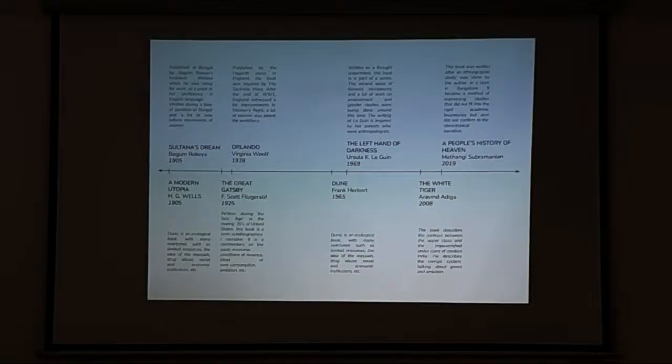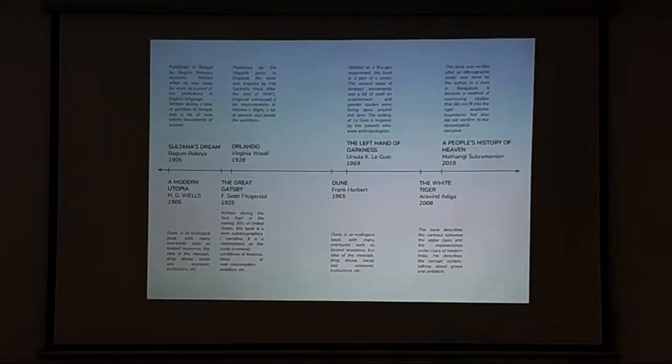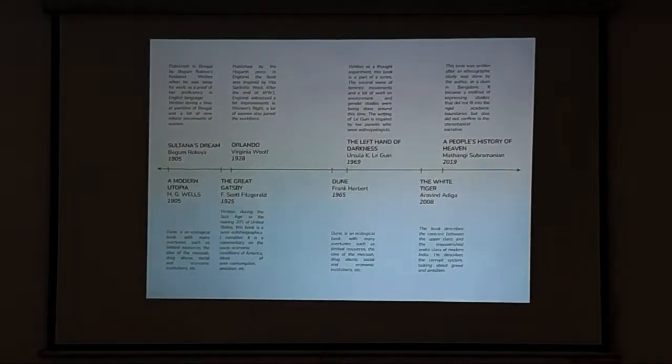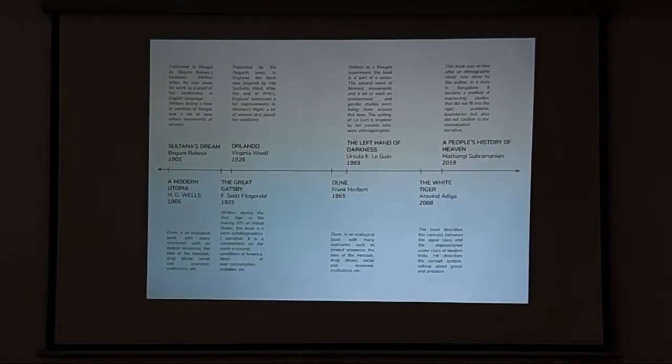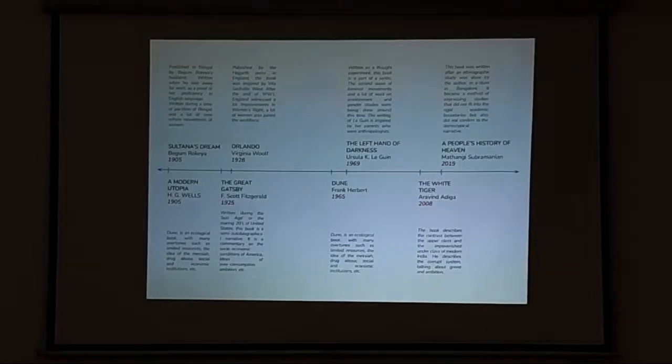The female-authored works above the line are Sultana's Dream by Begum Rokeya, 1905; Orlando: A Biography by Virginia Woolf, published in 1928; The Left Hand of Darkness by Ursula K. Le Guin in 1969; and A People's History of Heaven by Mathangi Subramanian in 2019. Below the line are male-authored works: A Modern Utopia by H.G. Wells in 1905, The Great Gatsby by F. Scott Fitzgerald in 1925, Dune by Frank Herbert in 1965, and The White Tiger by Aravind Adiga in 2008.